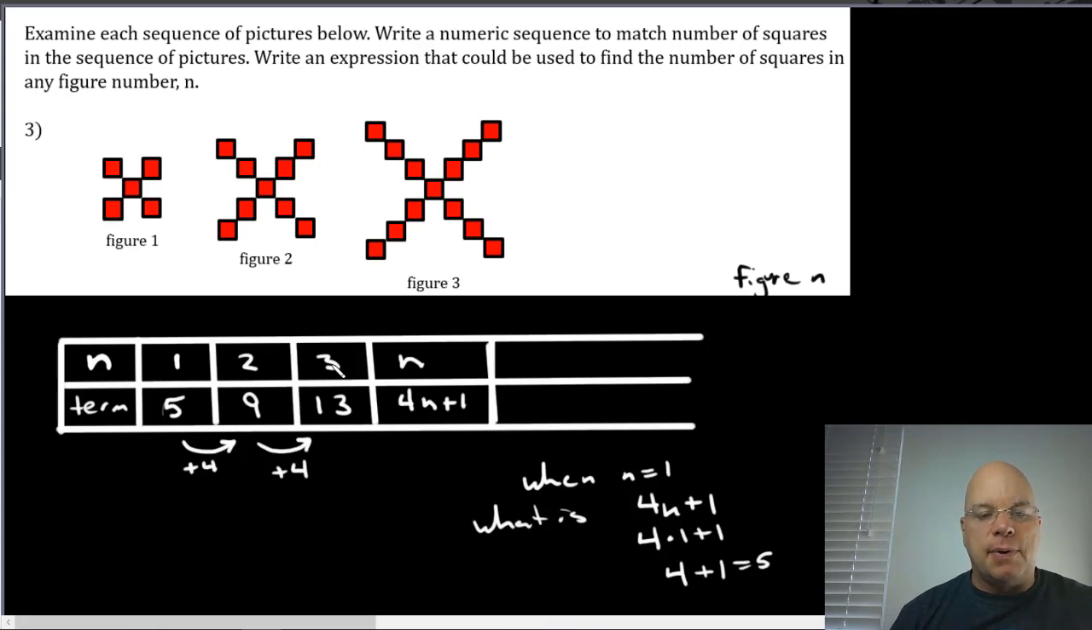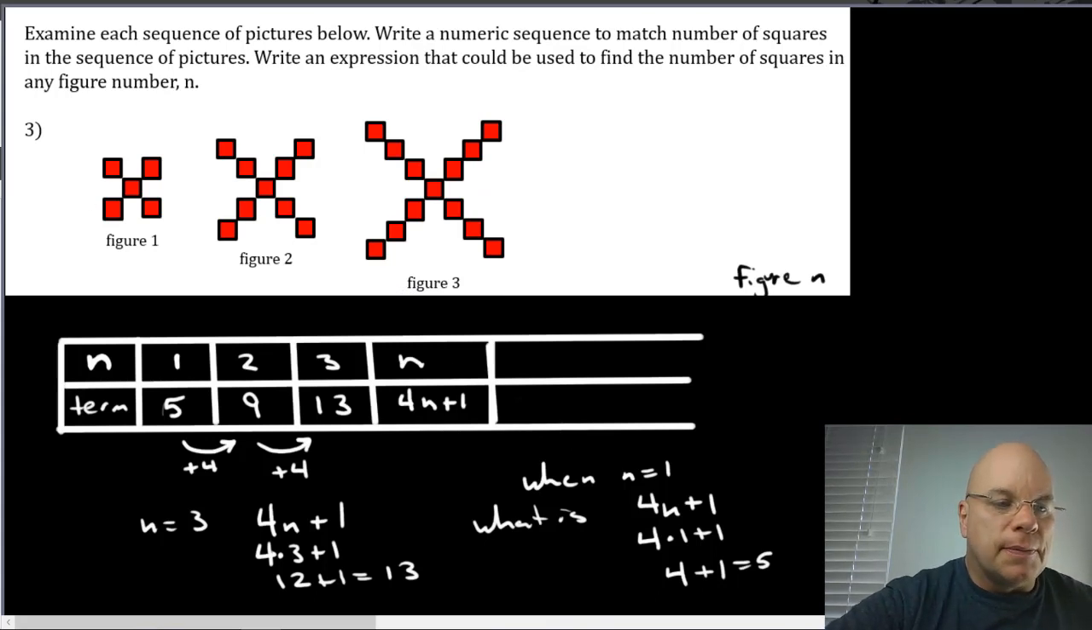You can check that by taking some other number n, like 3. Let's substitute n equals 3 into this rule, 4n plus 1. 4 multiplied by 3 plus 1 would be 12 plus 1, which is 13. And that is the number of squares in figure 3. I mean, 9 plus 4 is 13.